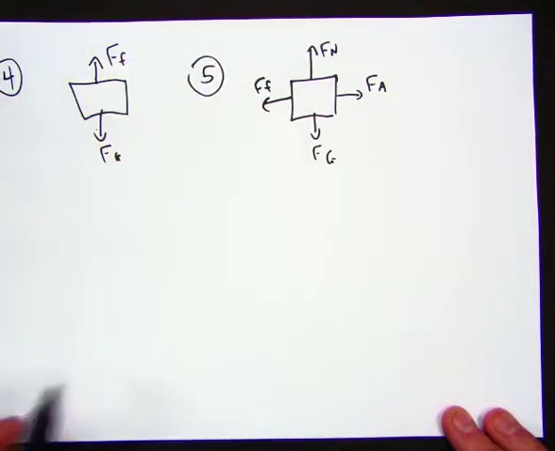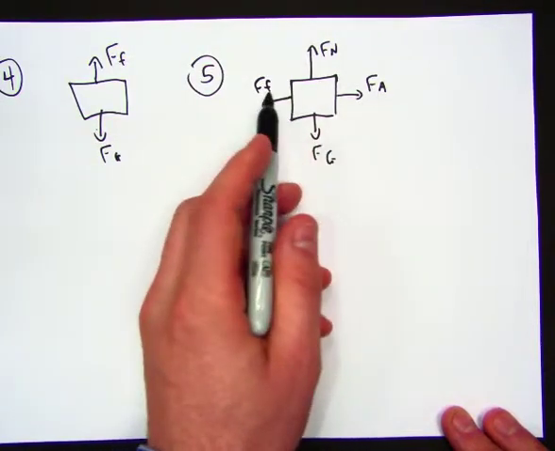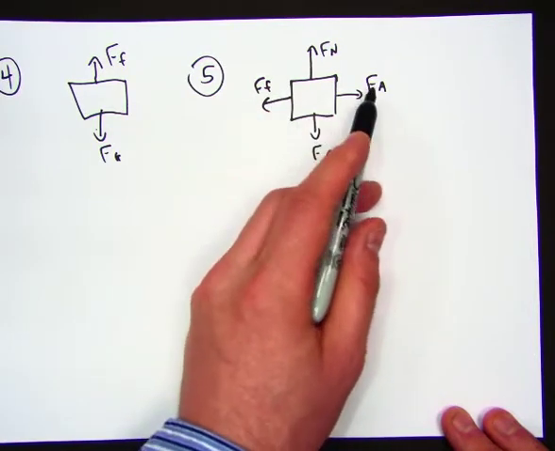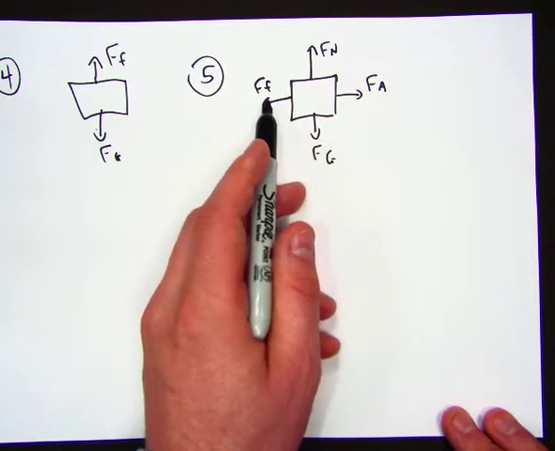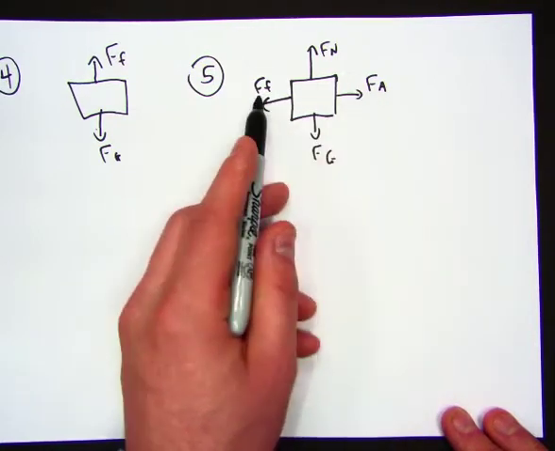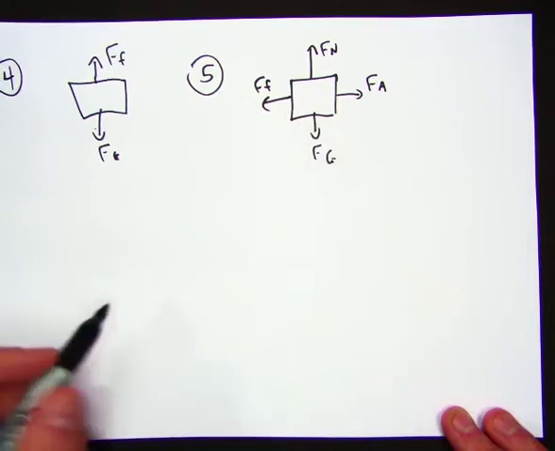Okay. If these were equal, it would be moving at a constant velocity, or it would be at rest. If force applied was greater than force of friction, then it would be accelerating in the right direction. If force applied was less than force of friction, then it would be slowing down.